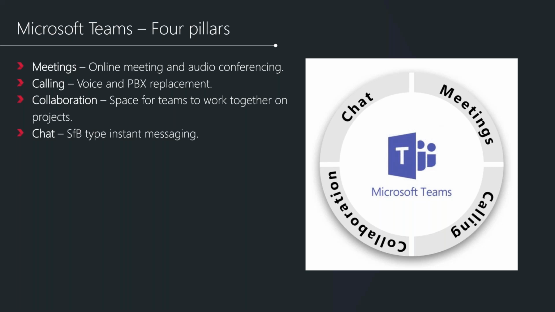Second one is calling, which is your voice and PBX type functionality. Collaboration, which is specifically focused around teams and channels, and using them to collaborate and work together to solve problems and bring together documents and bid documents and those kind of things. And then chat. Chat's probably the least exciting of the 4 pillars.